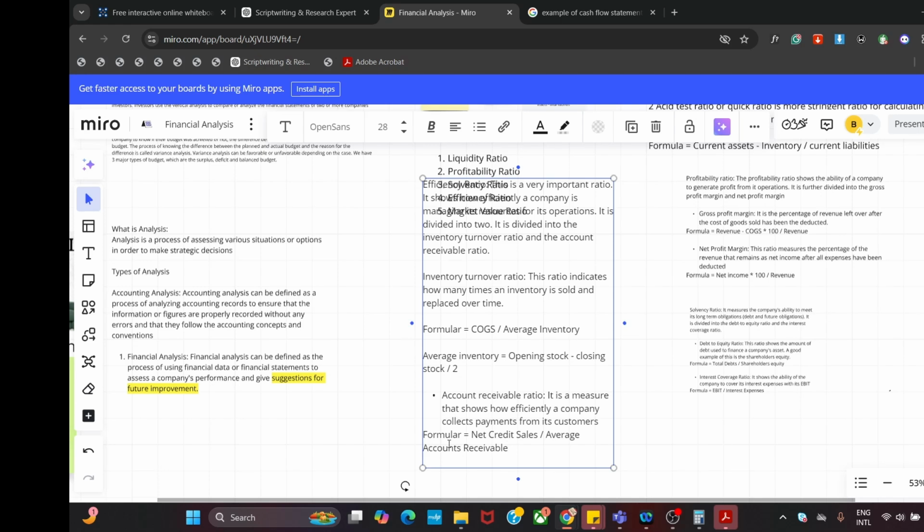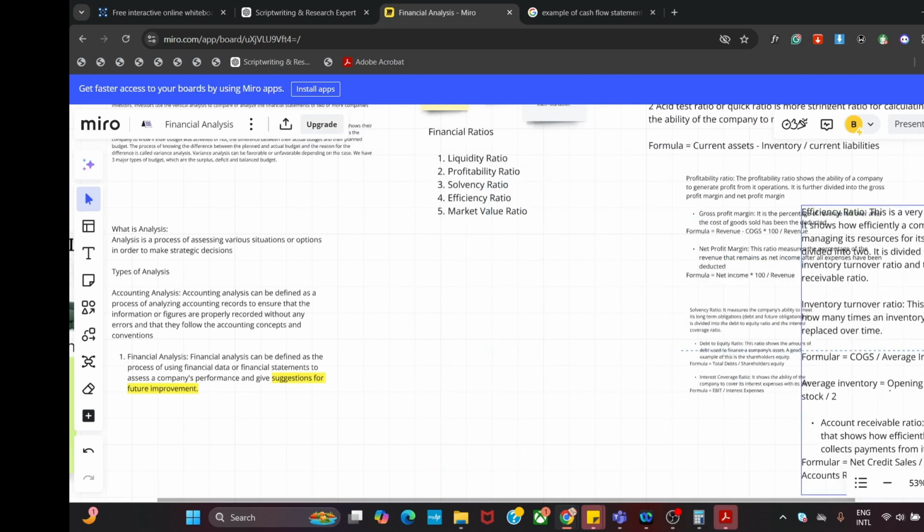All right, so the formula for calculating the accounts receivable ratio is net credit sales divided by average accounts receivable. Okay, so just take this here.